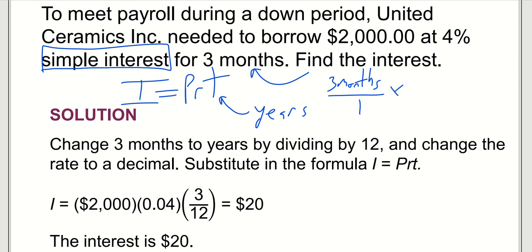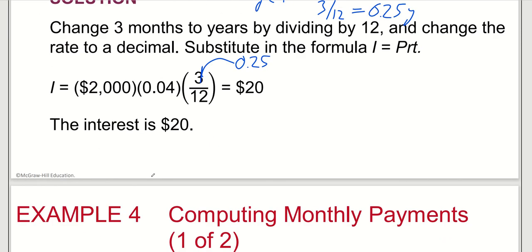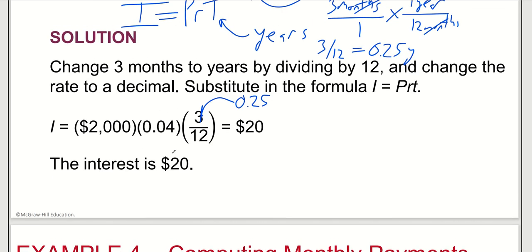3 months is what fraction of a year? Well, we know that 1 year is 12 months. So what we would need to do essentially is we need to take the number of months and divide it by 12 to convert it to years. So that would be 0.25 years. They put it in as the fraction 3 over 12, but it's going to be 0.25. Now that we have that number, we can go ahead and multiply it out. Principal times rate times time in years would give us an interest fee of $20. So the total interest is $20.